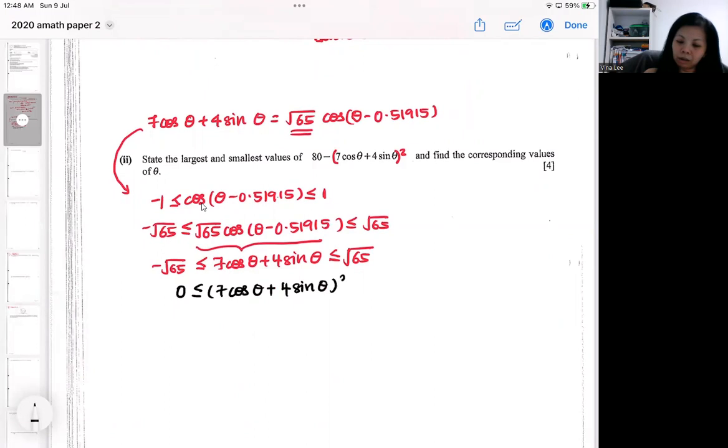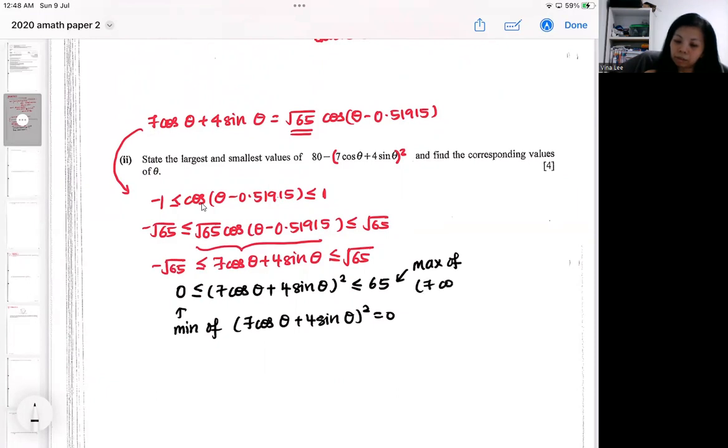So I'm going to target this one. The square root of 65, squared, I will get 65. So this is the maximum of this. The minimum of this is going to be a 0. How will this be useful for me to answer the question?